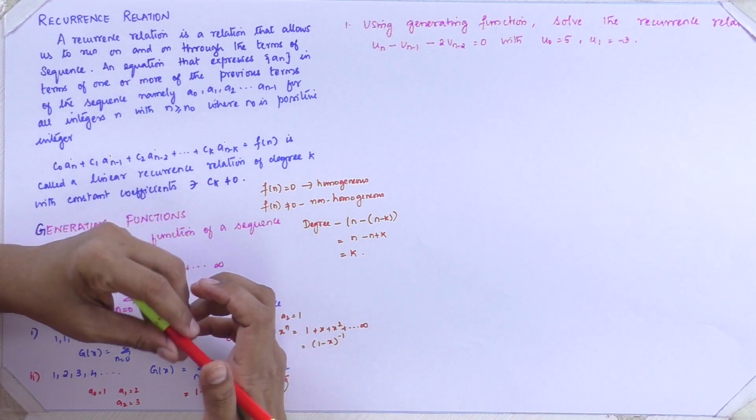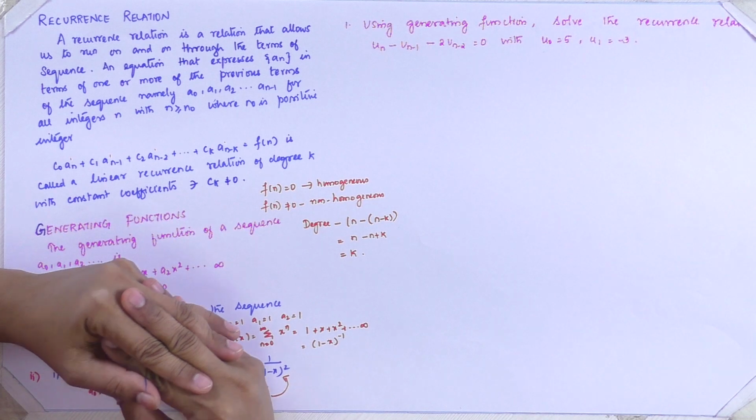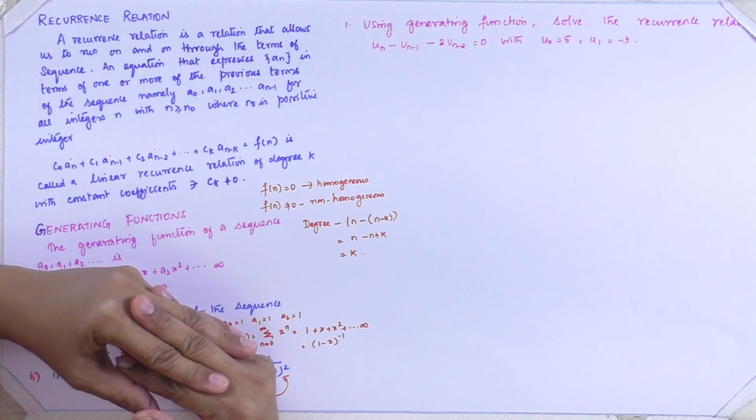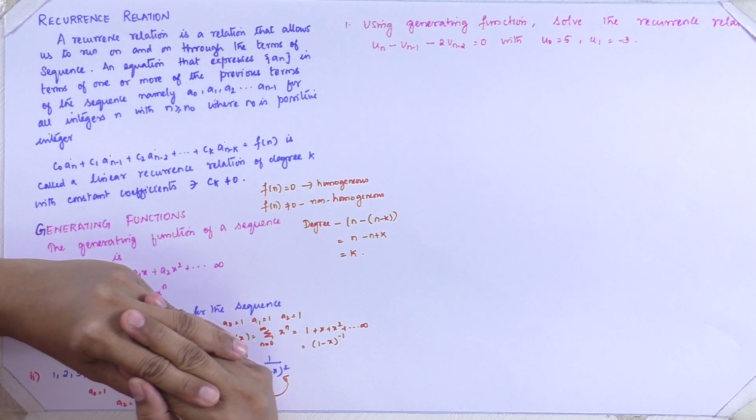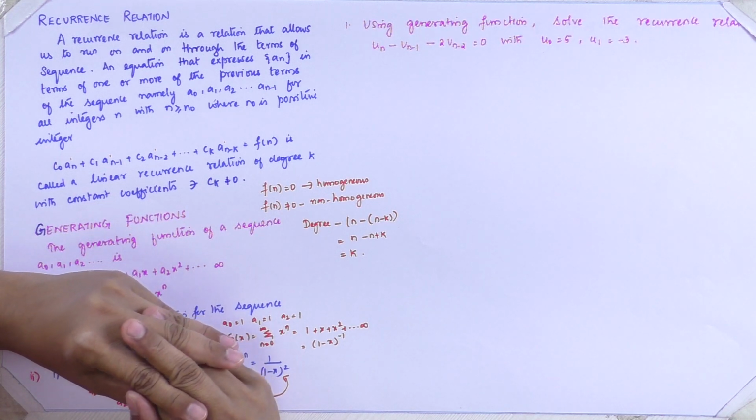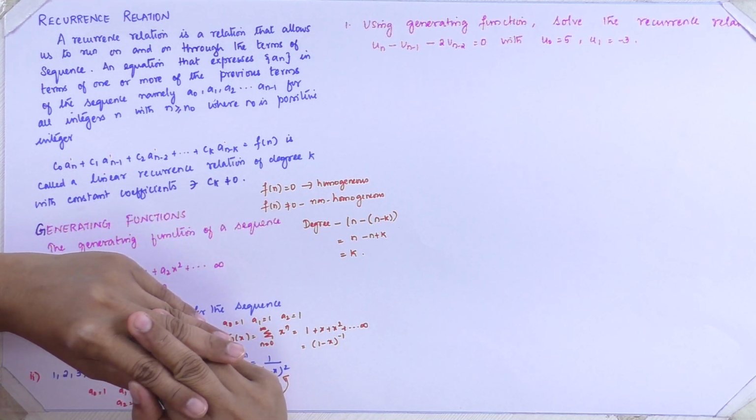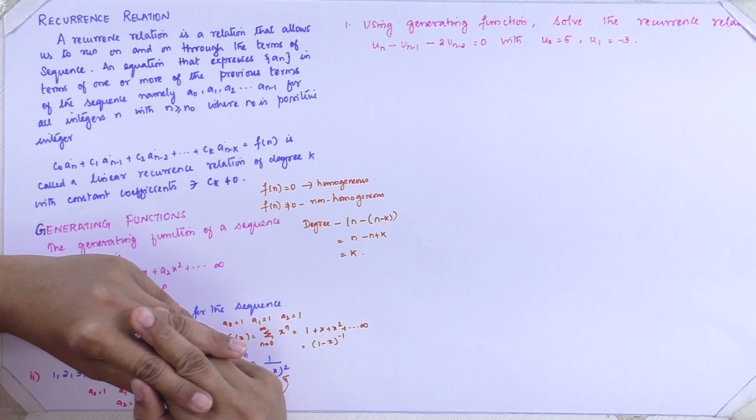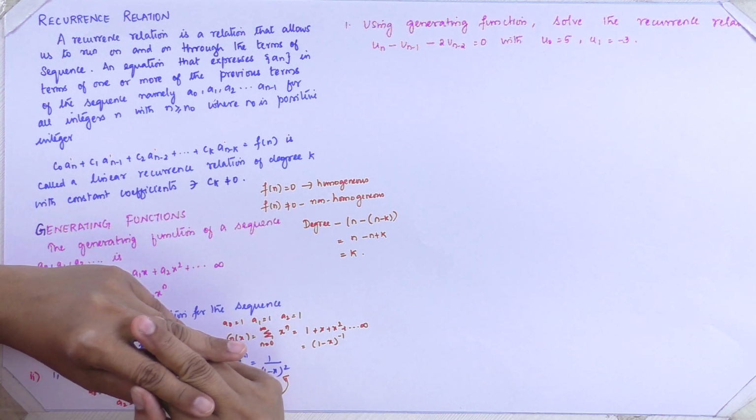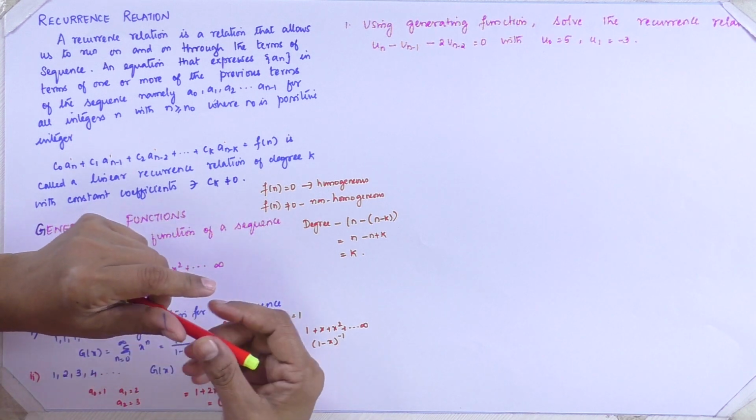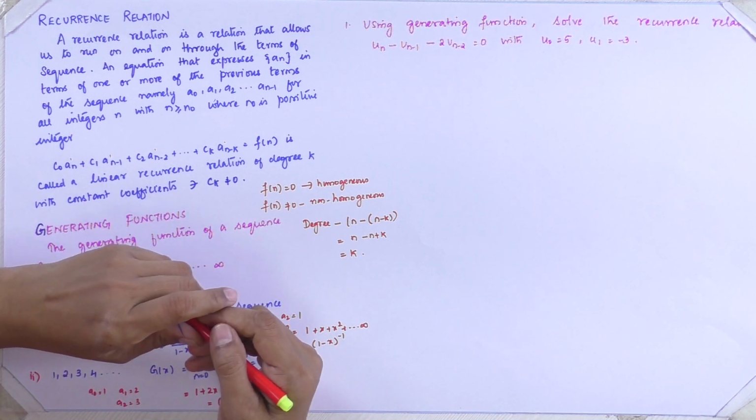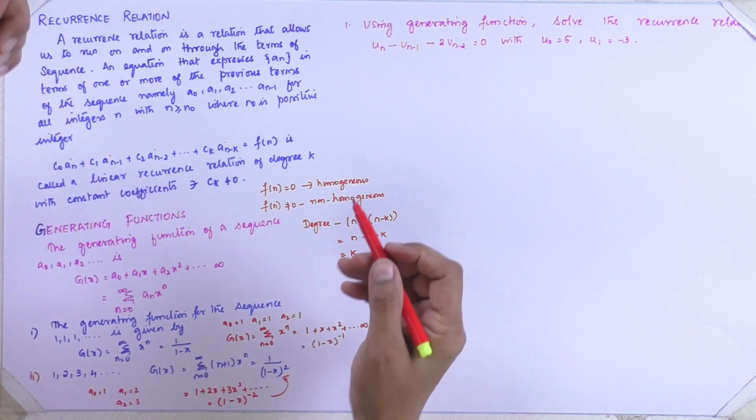This is how the generating function can be done for a given sequence of numbers. Now, for a given recurrence relation, we will make use of the generating function and we will try to get a solution for that given recurrence relation. First of all, what did I say about the recurrence relation? It is a sequence which allows us to run on and on through the given terms. So now let us see that, and we will make use of this generating function to solve it.